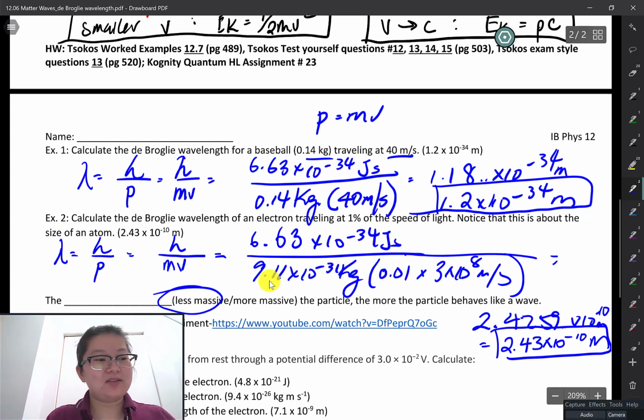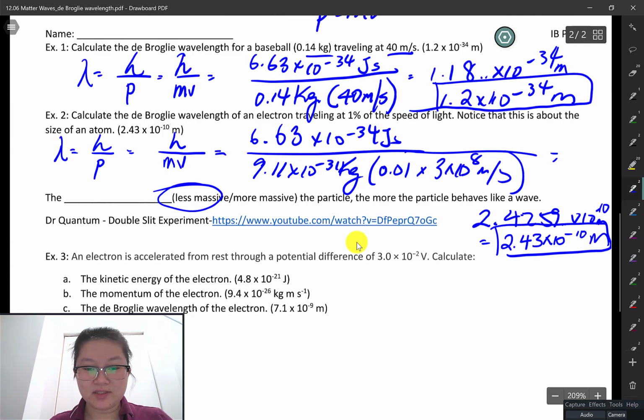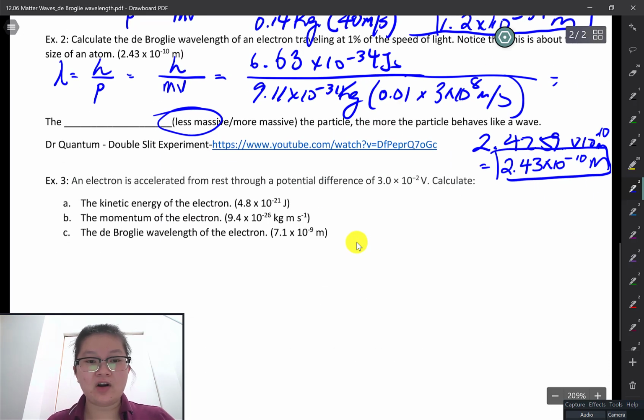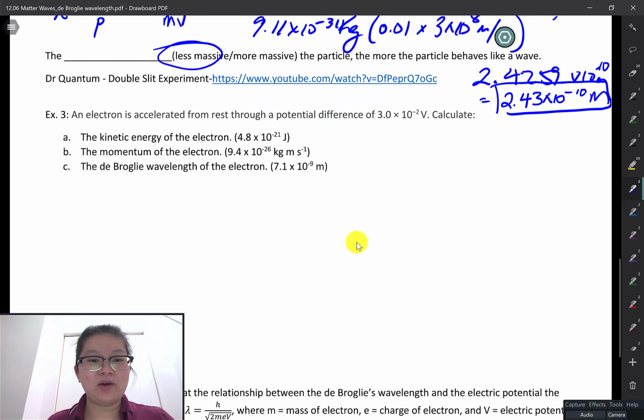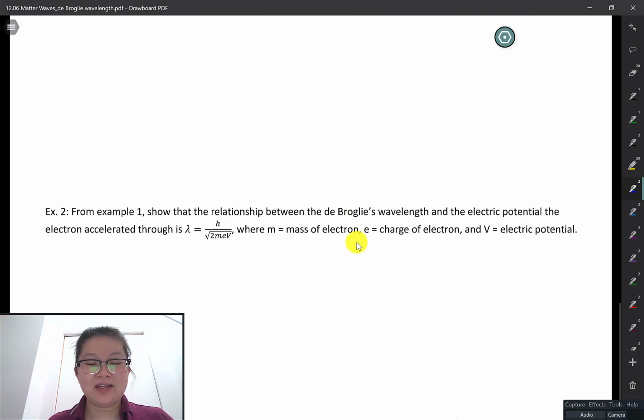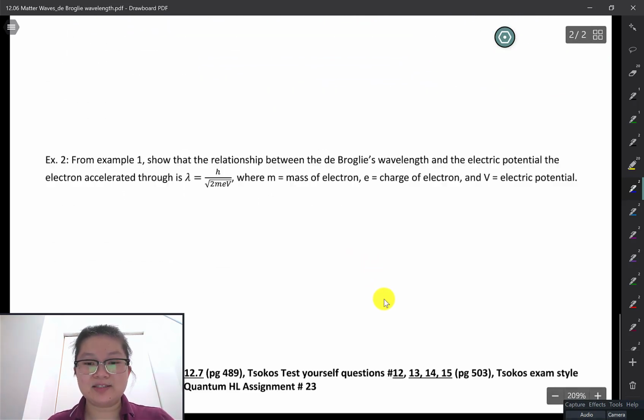Okay, all right, so that's going to be the conclusion of this video for these examples. In the next few videos, we are going to look at accelerating an electron, finding the de Broglie wavelength of it, and showing this relationship that is down here.